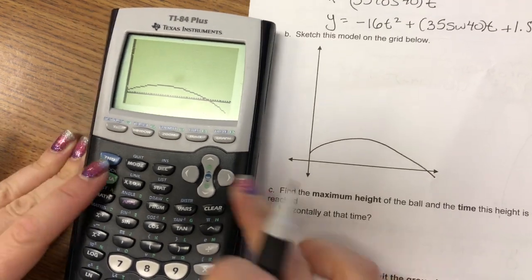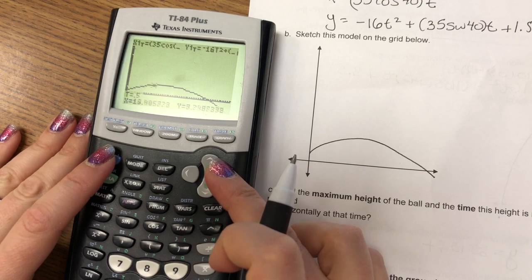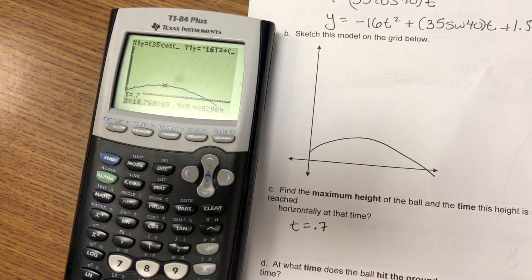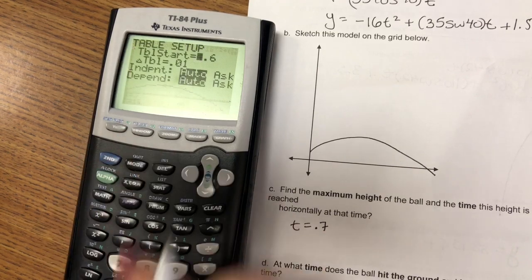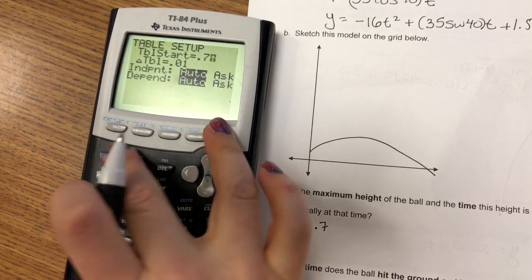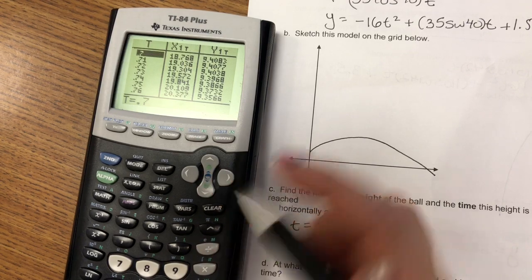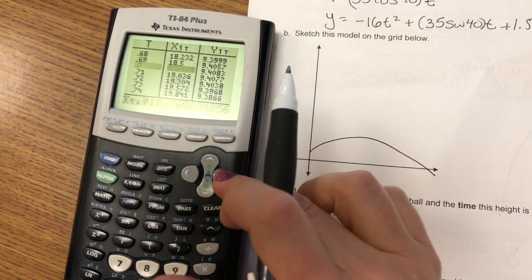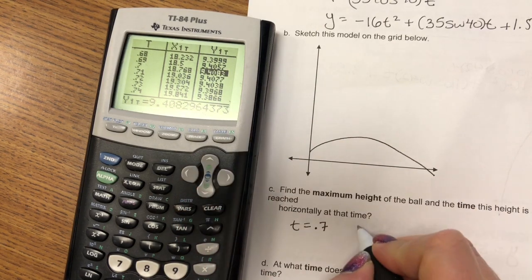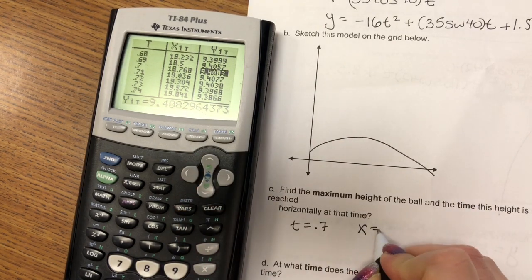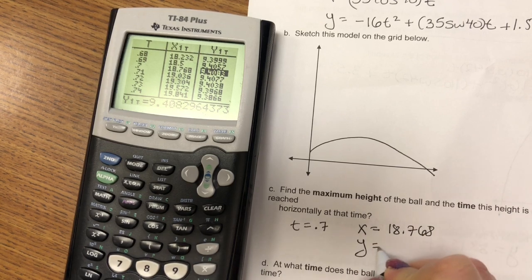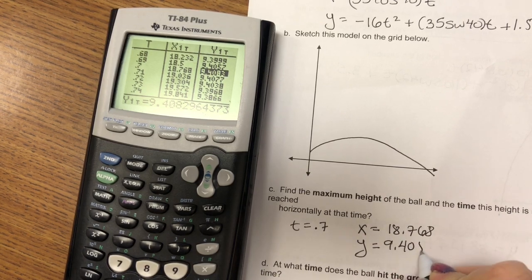All right, maximum height. Trace, get close. It's around 0.7. Second window, 0.7. Table. Okay, the biggest number is here, so that it is at 0.7. How far is 18.768 with a height of 9.4083 feet.